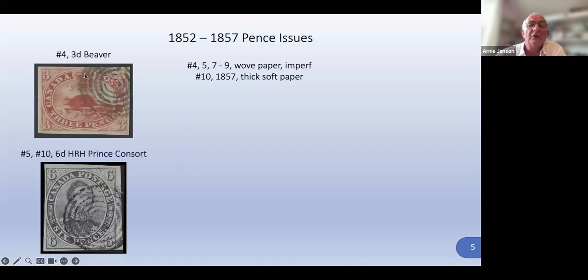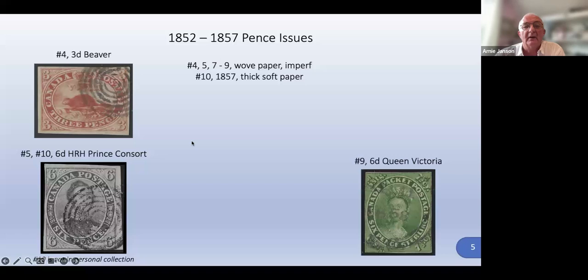Here we see they used the same design for the 4 and 5, and I presume the number 6 was left aside, assuming another Queen Victoria stamp would come, but it didn't come then. The 10 was also, the same design was used on the 10-penny. But this is not in my collection. Number 5 is, but the number 10 is not.